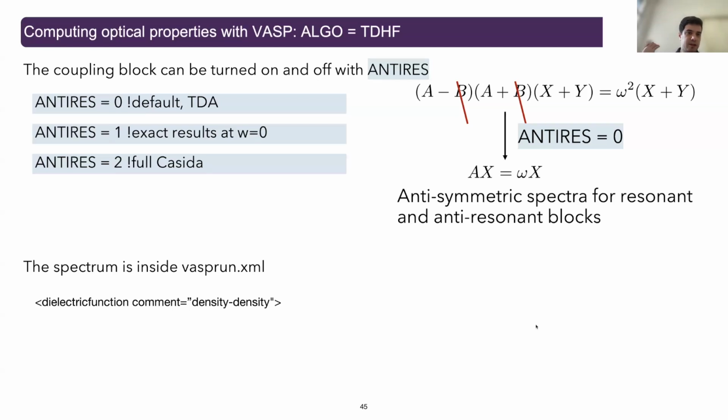The coupling block that I mentioned before can be turned on and off with the ANTIRES variable. So if you set it to 0, it runs the Tamm-Dancoff approximation, and this is the default value. If you set it to 1, it will give you the exact results, but only at omega equals 0 frequency. And finally, if you set it to 2, it will run a full Casida calculation. At the end of the VASP run, your spectrum will be written inside the vasprun.xml. You should just look for the dielectric function entry in this file.